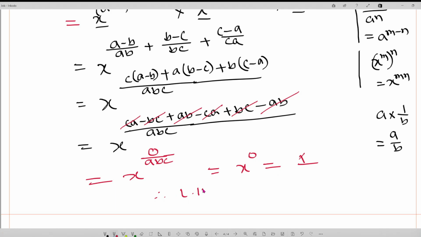So left hand side equals right hand side, they become equal. So it's proved.